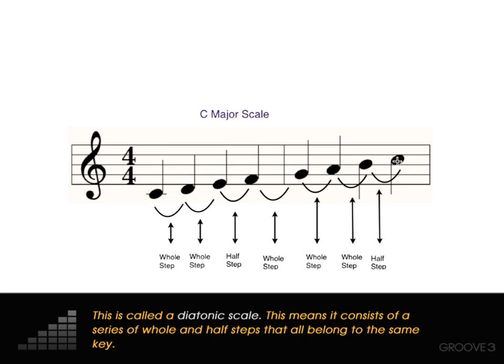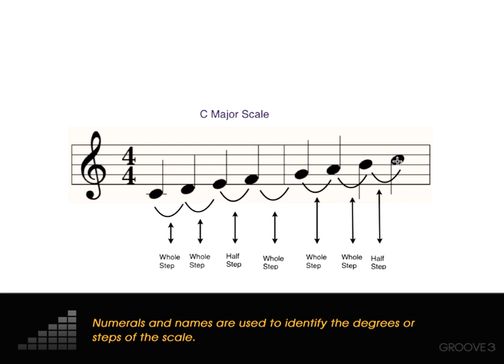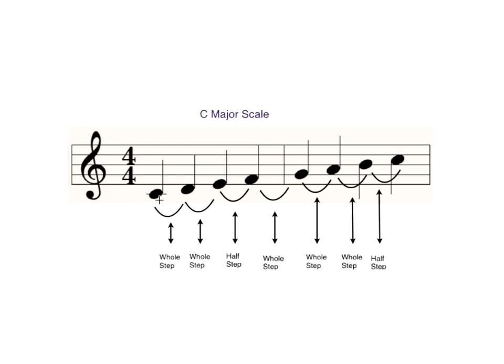Now this is called a diatonic scale, meaning that it consists of a series of whole steps and half steps that all belong to the same key, as opposed to a chromatic scale, which consists of every note available between any given octave. Now, numerals as well as names are also used to identify the degrees or steps of the scale. Numeral designations follow the ascending melodic order of the scale steps and are referred to as the first step, second step, third step, etc. So in other words, instead of calling this C, D, E, F, G, A, B, C, we can call it the first step, second step, third step, etc.